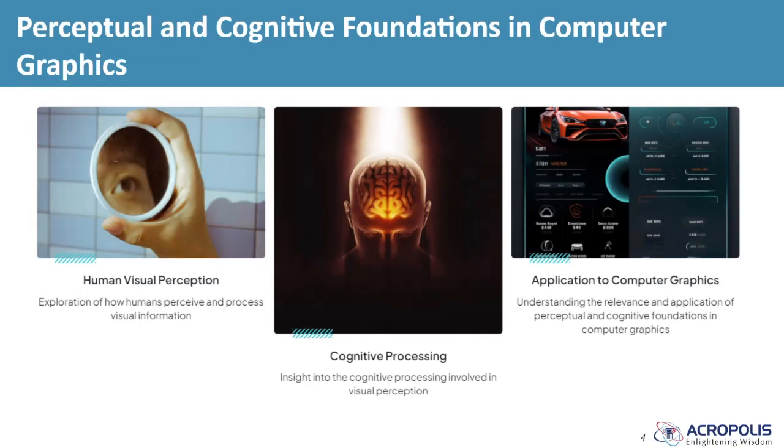Now we have perceptual and cognitive foundations in computer graphics. We have three things here. First, human visual perception, which is an exploration of how humans perceive and process visual information. Second, cognitive processing, which is insight into the cognitive processing involved in visual perception. Lastly, application to computer graphics, which is understanding the relevance and application of perceptual and cognitive foundations in computer graphics.